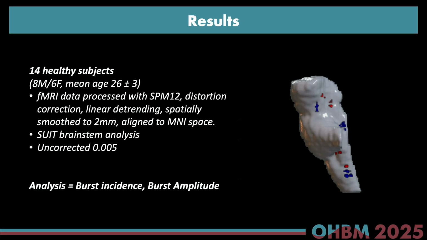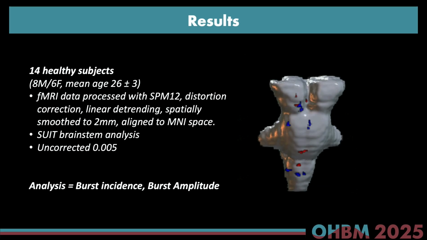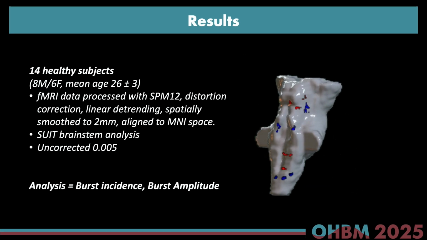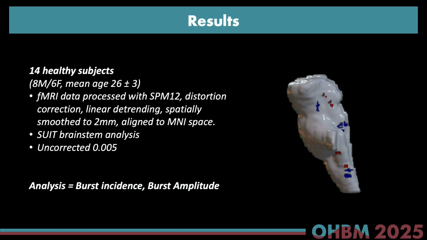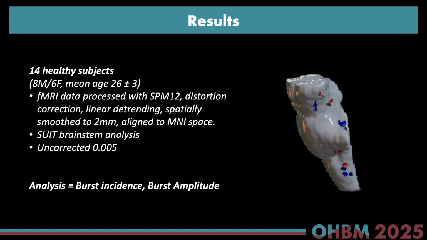So as we move into our results, we ended up with 14 healthy subjects. Unfortunately, some people did fall asleep and had low sympathetic nerve activity. A couple of people moved. It's understandable. It's a long time in the scanner.